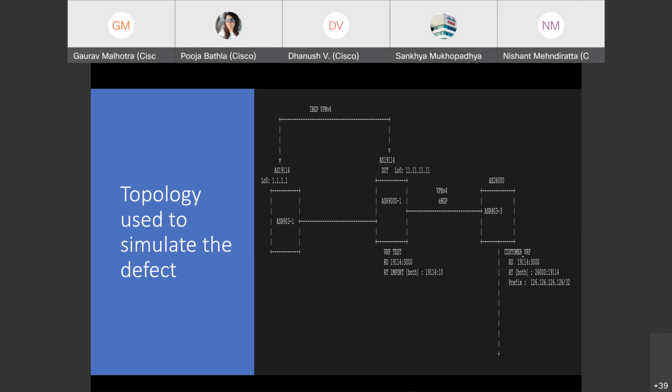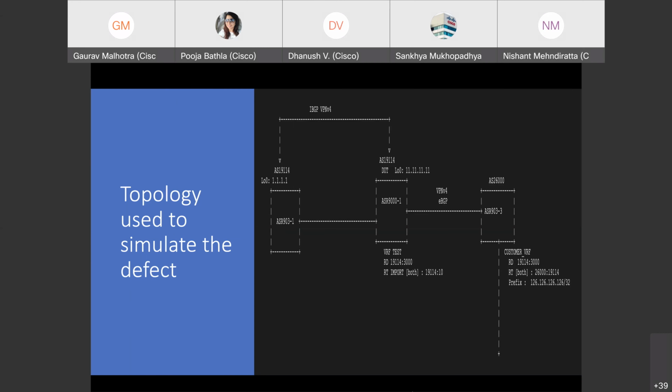So within the AS, it's just normal VPN v4 there, and there is no significance of inter-AS. Within the AS, 903-1 is only concerned about who is the next hop, whether it has a label for the next hop and a label for the VPN v4 prefix.